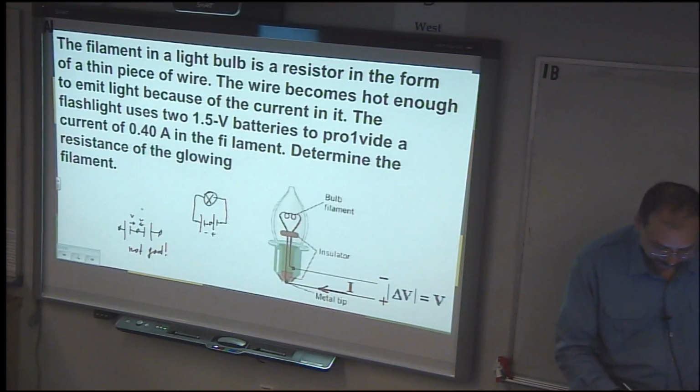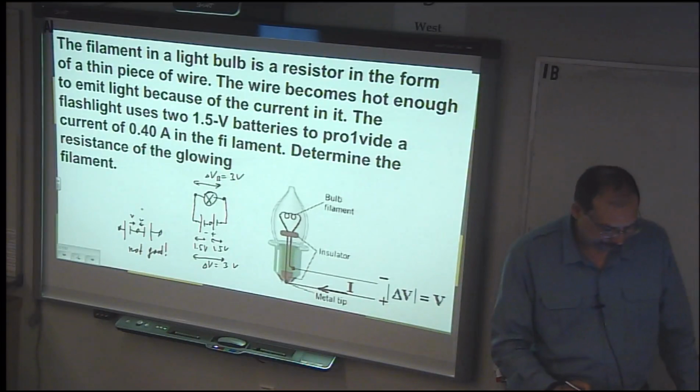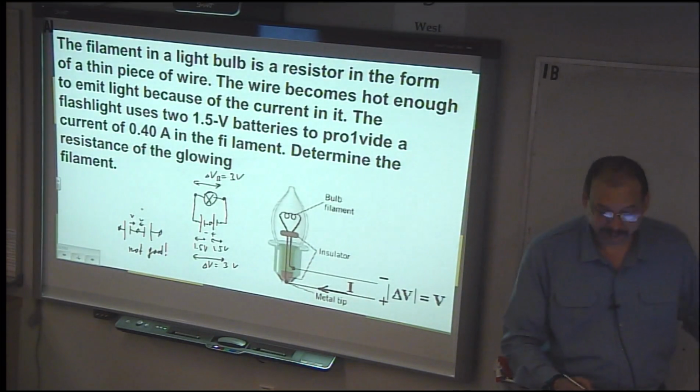And now we just know that if each battery supplies 1.5 volts and we are adding them up together, that's all we need to know. The voltage across the bulb will be just 3 volts. And now we know voltage, we know current. We can use Ohm's law to calculate the resistance.